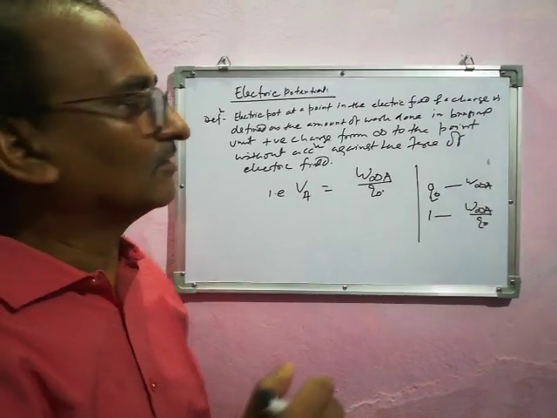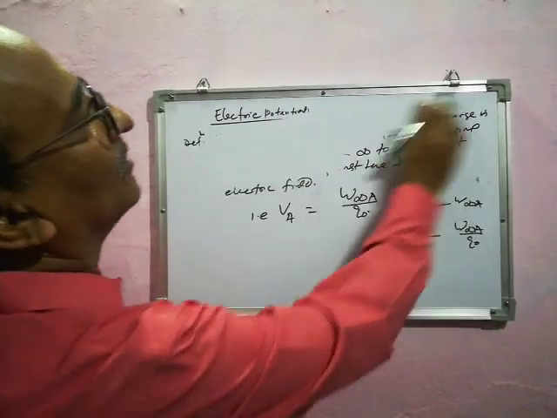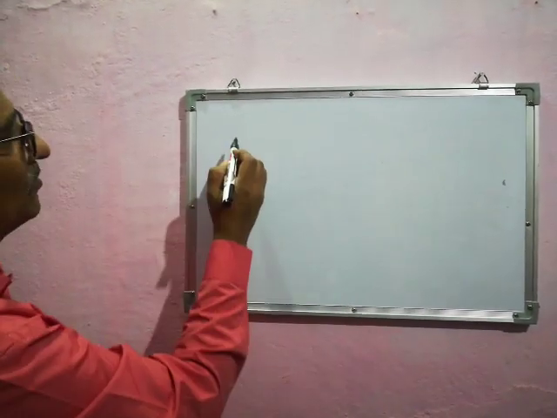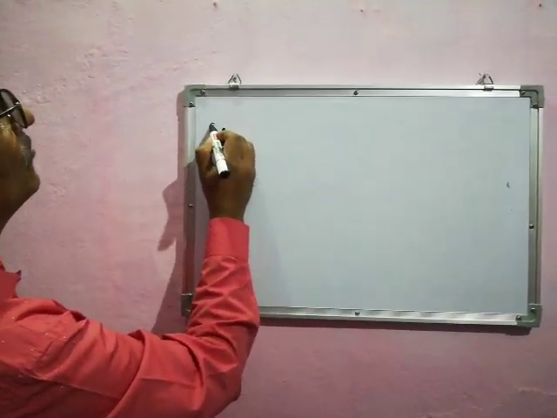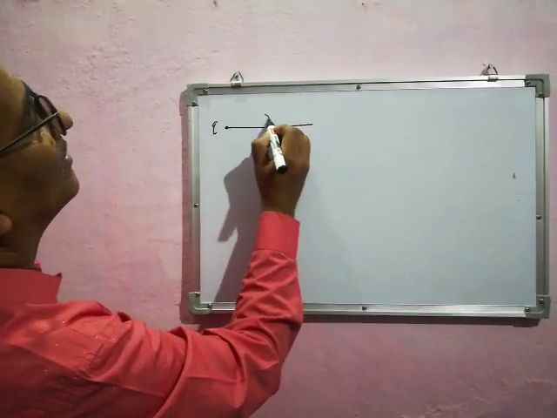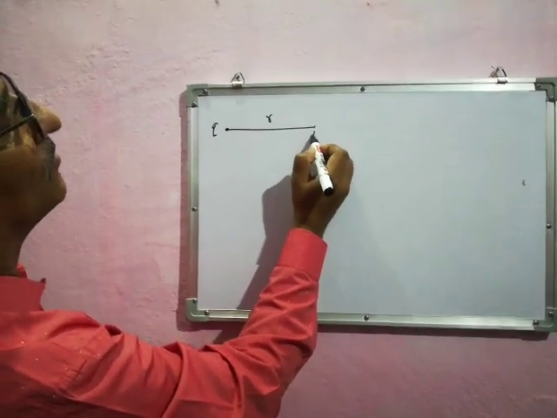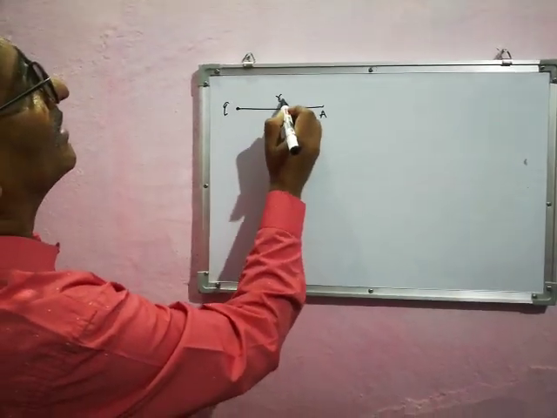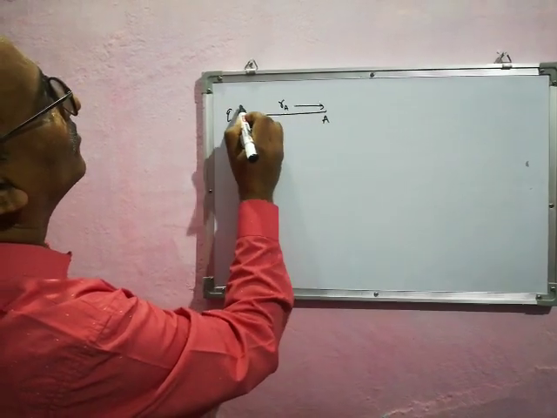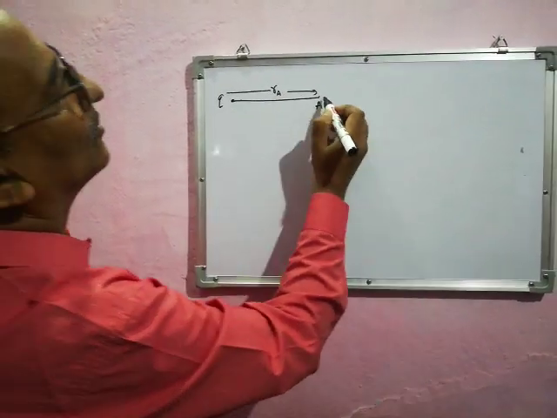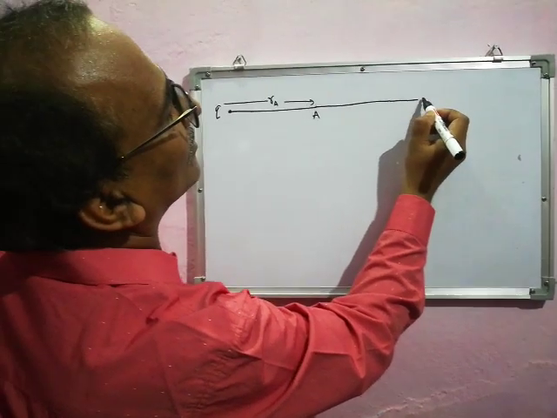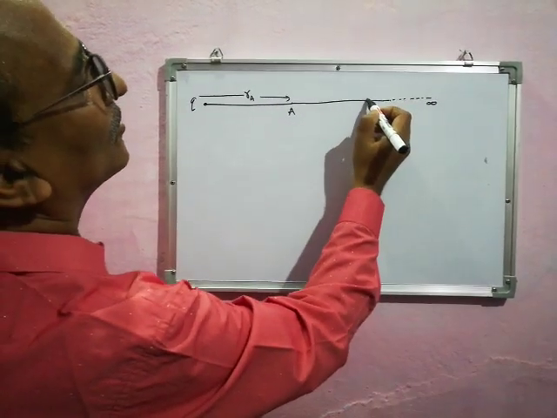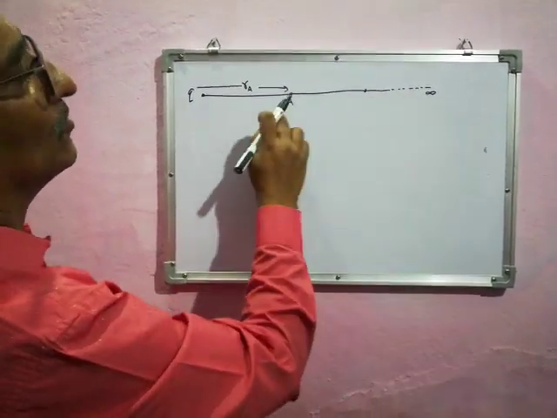So let us calculate the work done. Suppose Q is the source charge, and due to this charge at a point A we have to deduce the expression for electric potential. Let it be at a distance RA from the source charge. For this we have to calculate the work done in bringing the test charge from infinity to the point A.